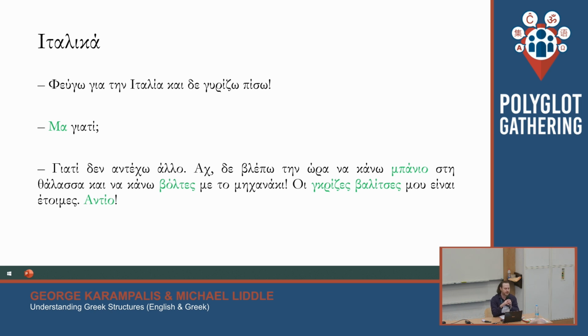Okay, so could someone volunteer to read the... so this is a dialogue, short dialogue between two people. I'll read the middle bit. Who would like to read the first and last? Okay.